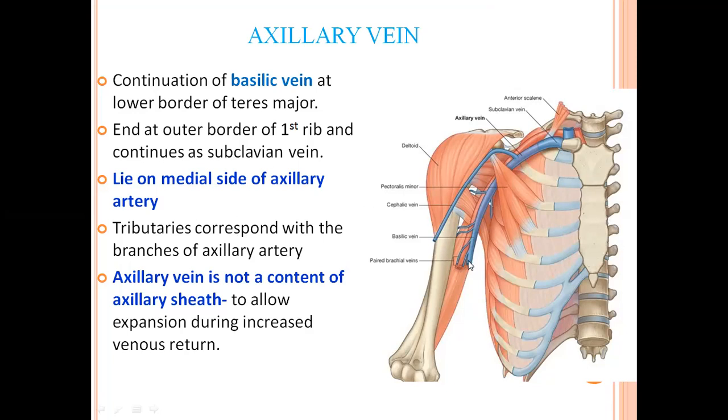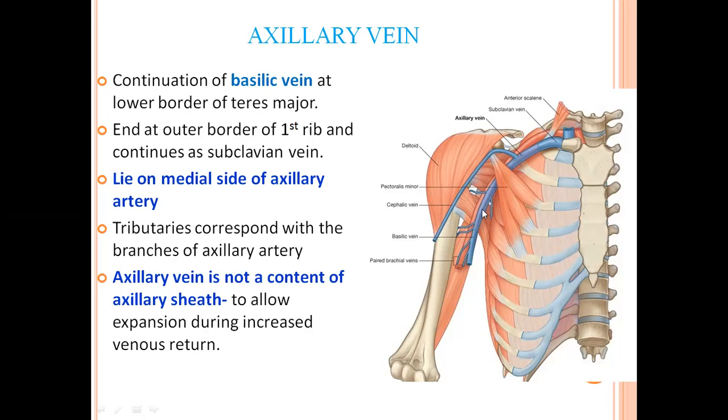Apart from that, we also have a vein. Arteries are always accompanied by veins. This is our axillary artery, red in color. On the medial aspect of it throughout, we have the axillary vein. Always take the axillary vein in reverse direction because it is venous drainage. It is a continuation of the basilic vein. It continues at the lower border of the teres major and at the outer border of the first rib, and finally drains into the subclavian vein. The axillary vein accompanies the axillary artery on its medial side.